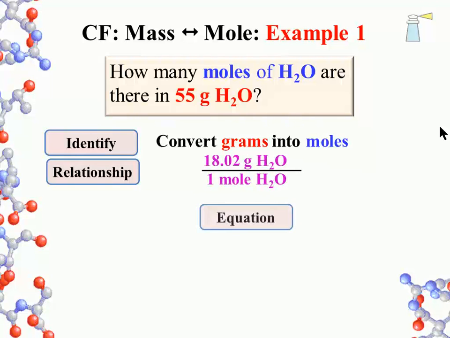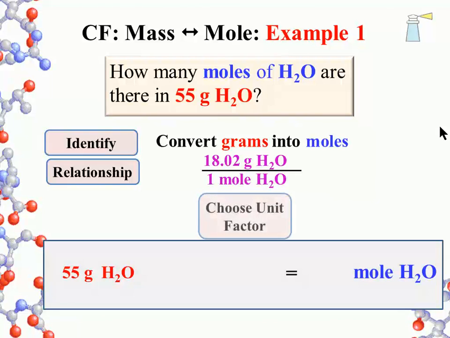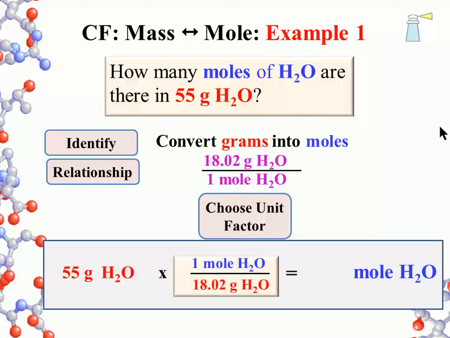Begin the conversion with an equation that has the current units, grams of water, on the left of the equal sign and the desired units, moles of water, on the right of the equal sign. Using the relationship of molecular weight as a guide, orient the unit factor such that the current units, grams, cancel out. That will occur when grams are in the denominator. This is the flip of how molecular weight is usually written.